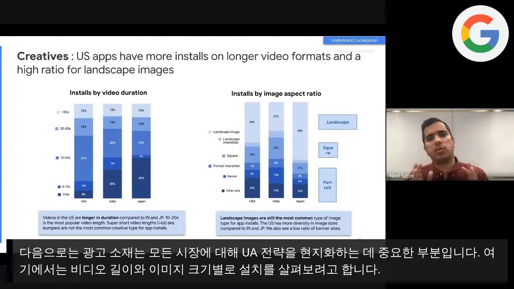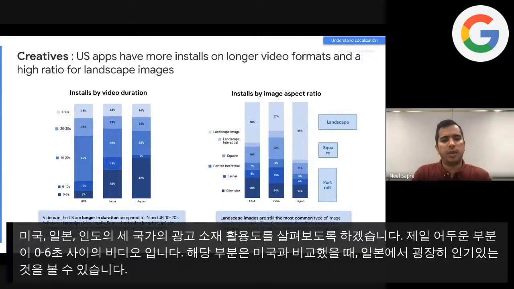Next, we also want to look at some creative points of view. We see that the US has more installs on longer video formats and a high ratio for landscape images. What do I mean? If you look at the graph on the left, we want to compare three markets: the US, India, and Japan. If we look at the bottommost, the darkest portion, it refers to video lengths 0 to 6 seconds, or what we call bumper videos. We see that these are extremely popular in Japan as compared to the US.